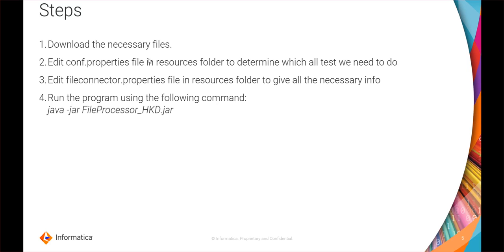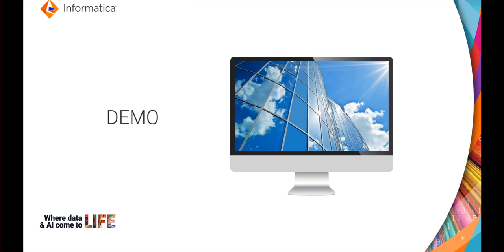We have to download the necessary files, and this utility is attached in the KB. Then we have to edit the conf.properties file in the resource folder to determine which tests we need to do. There is an option to do a connect test, upload test, and download test. Then we have to edit the file connector.properties file to give all the necessary values, that is username, host name, the upload path, download path, all those details. We can see all this in detail in the live demo session. Then we run the program using a Java command. Moving on to the live demo.